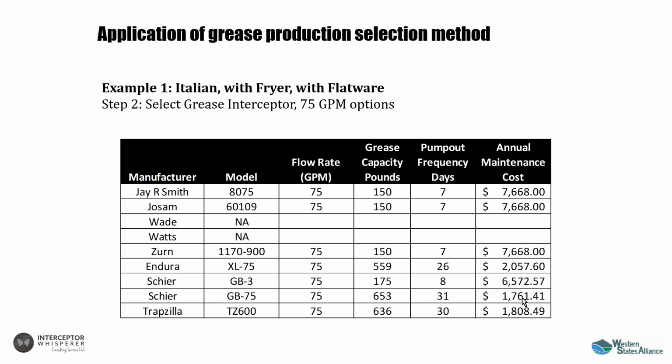The Shear GB75, 31 days at $1,761. Trapzilla's TZ1600 at 30. If I walked you through all the problems at this facility, it would just be to illustrate that we have no control over bad behavior. So we want a margin of error in sizing any grease interceptor. I would definitely want to consider what's the next size up from this for grease capacity.